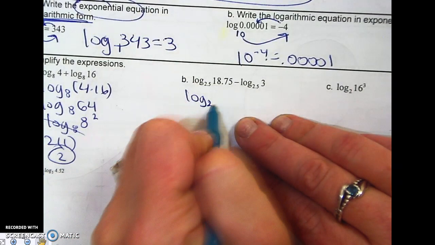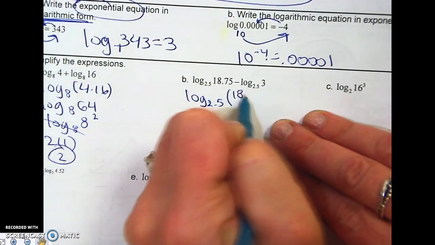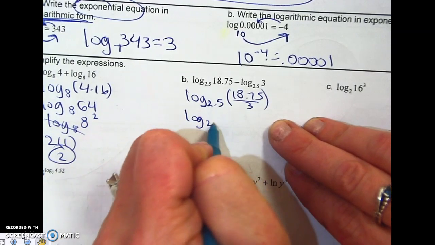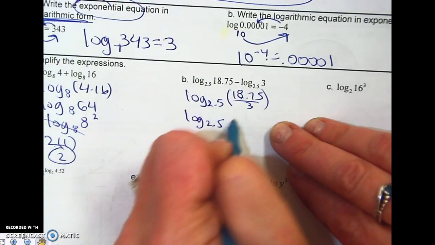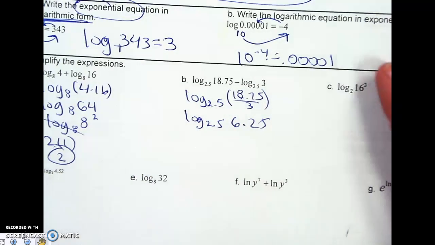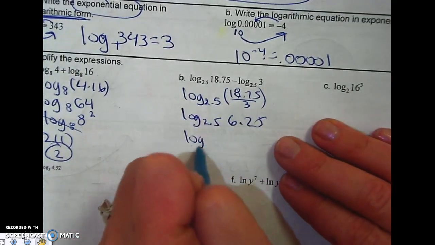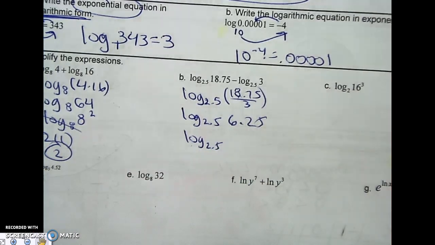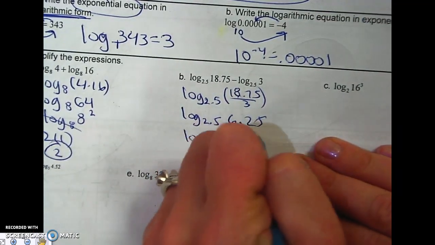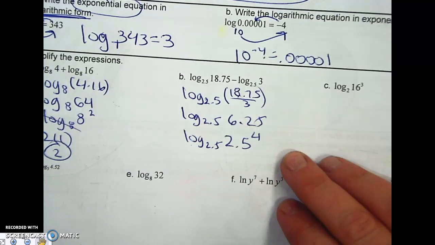Log of 2.5, 1875 divided by 3. I can do that in my head because I know that 3 goes into 18 6 times and 3 goes into 75 25 times. So now what I'm going to do is use my calculator and go 2.5 to the first, 2.5 to the second, 2.5 to the third, 2.5 to the fourth. And that's it. So I'll show you.